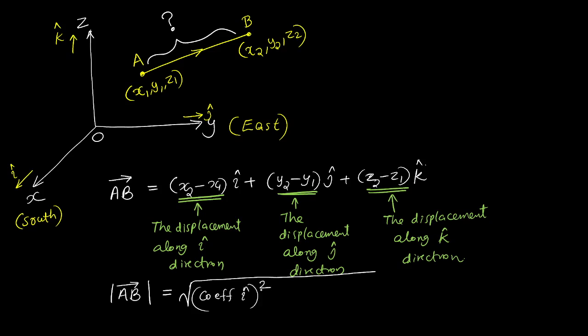I will give you an example after this. It is the square root of coefficient of i squared plus coefficient of j squared plus coefficient of k squared. What is the coefficient of i? This one is the coefficient of i. This one is the coefficient of j. And this one is the coefficient of k. All of you please write down.